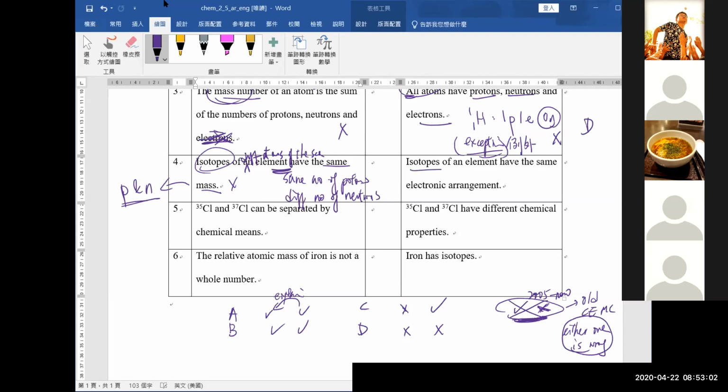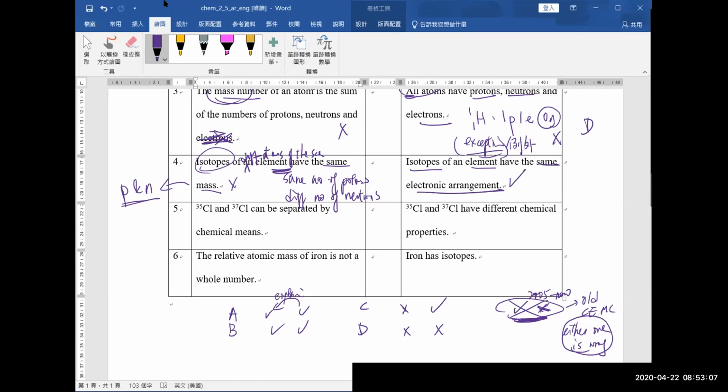How about second statement? Isotopes of an element have the same electronic arrangement. The answer, this is correct. What is meant by electronic arrangement? It comes from the concept of number of electrons. So as we are talking about the same element, they have the same number of electrons. So of course, they should have the same electronic configurations. The answer is C. Okay? Do you still remember all those? You got it? Am I speaking too fast?